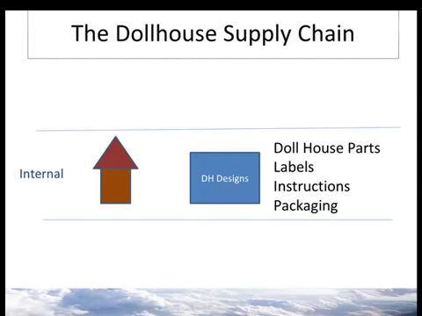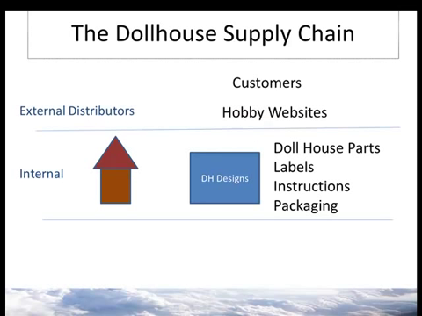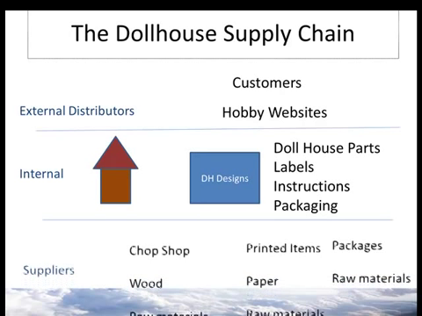Here's an example to walk you through a simple supply chain. Suppose I own a company that sells dollhouses, DH Designs. I have a design for a series of dollhouses that I need to find parts for, get labeling for, and instructions for assembly and packaging for shipment. I sell these houses to online hobby websites, and they in turn sell them to their customers. Those are my external distributors.